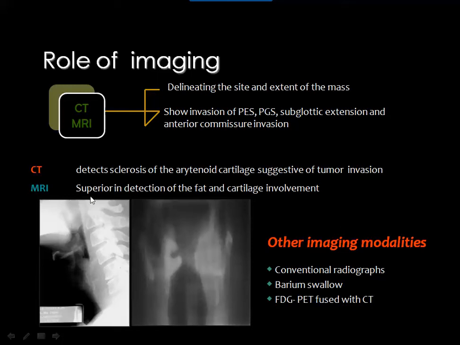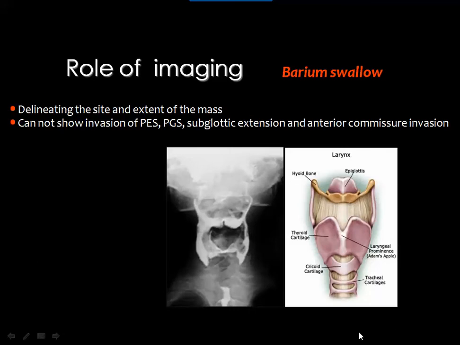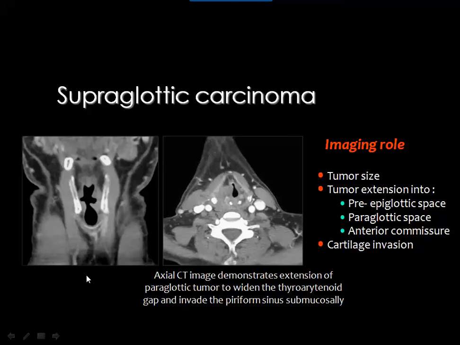And MRI is superior in detection of invasion of the fat planes as well as the laryngeal cartilage. Then, before the era of CT and MRI, we used to use the barium swallow or the barium studies, or sometimes we do a laryngogram to show the region of the valleculae and the piriform sinuses, and we are not able to exactly locate the site of the lesion and know its extensions by this crude method.